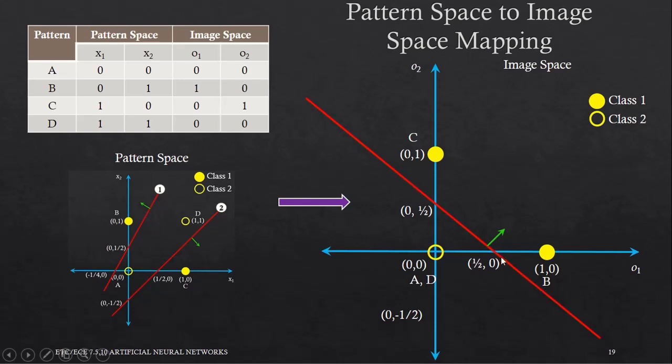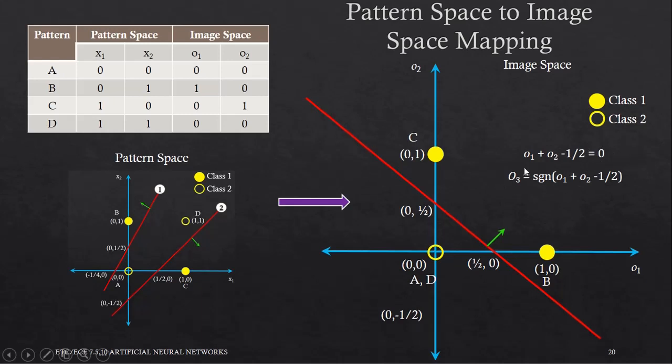Pause the video for a minute or two and come up with the correct equation of the line to be implemented as a TLU in the second layer. Go ahead, give it a try. Yes, the equation becomes O1 plus O2 minus half equal to 0.